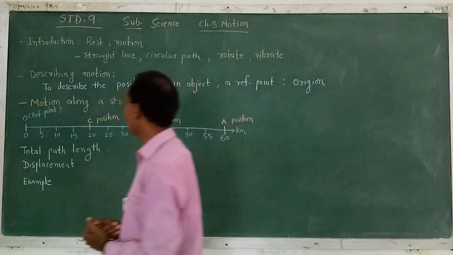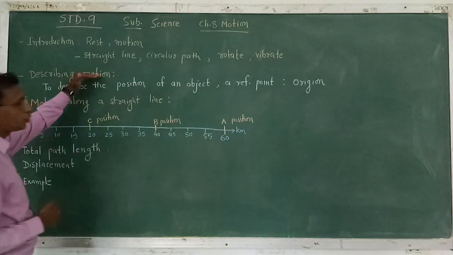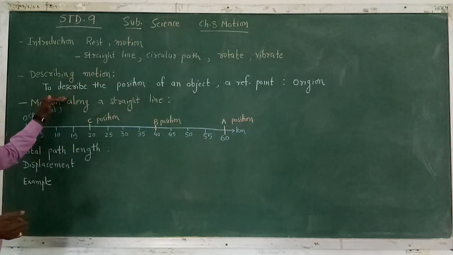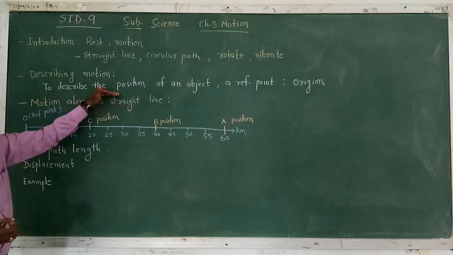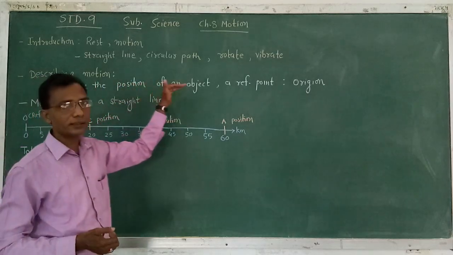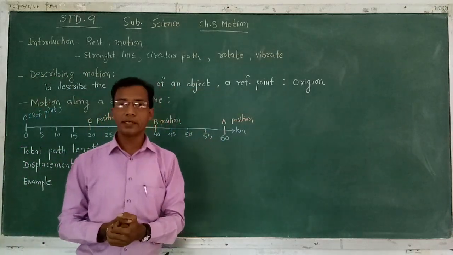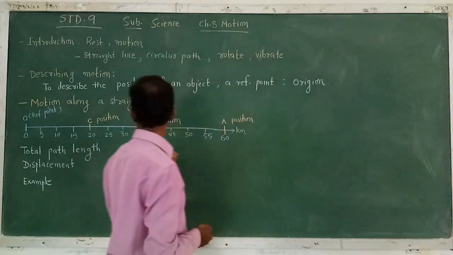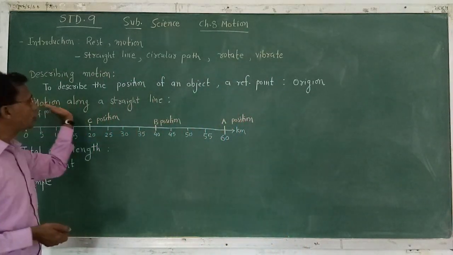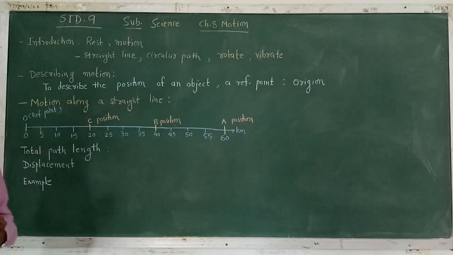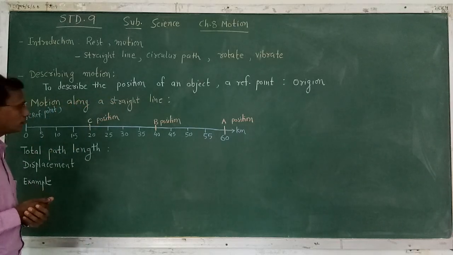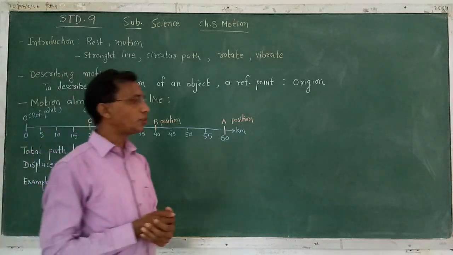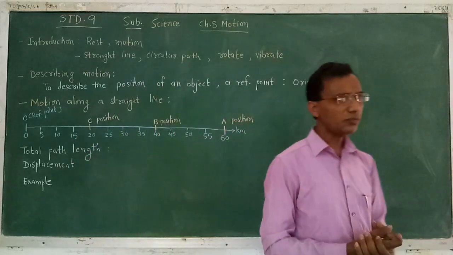Here, to describe the motion, we have to describe the position of an object. For that we use a reference point, which is known as the origin. First, we take the motion along a straight line, and we take a straight line example.